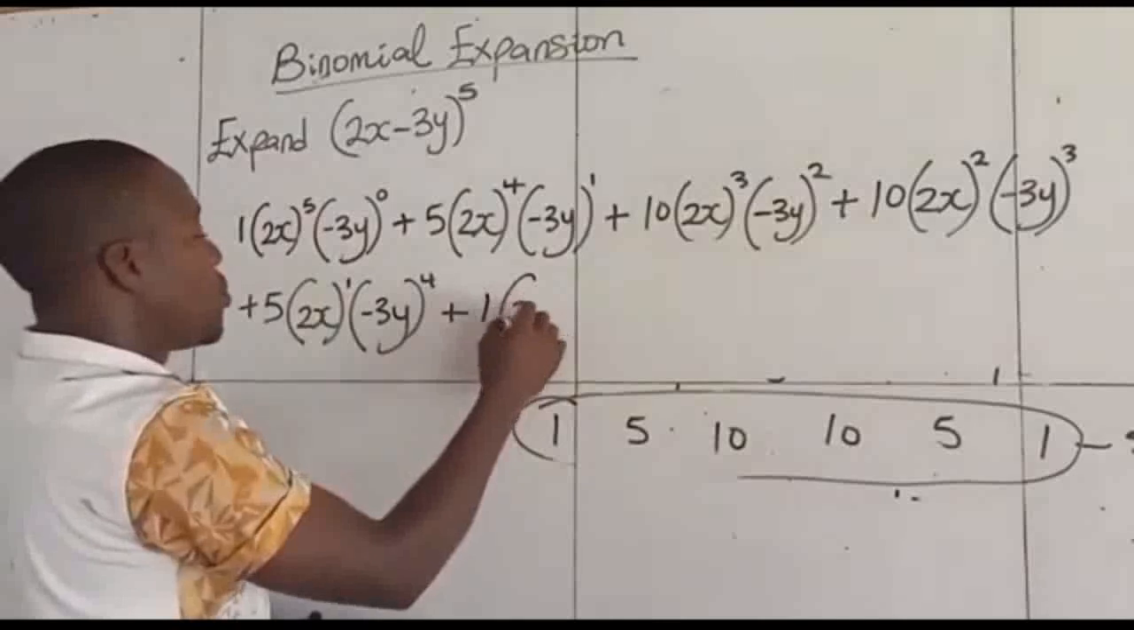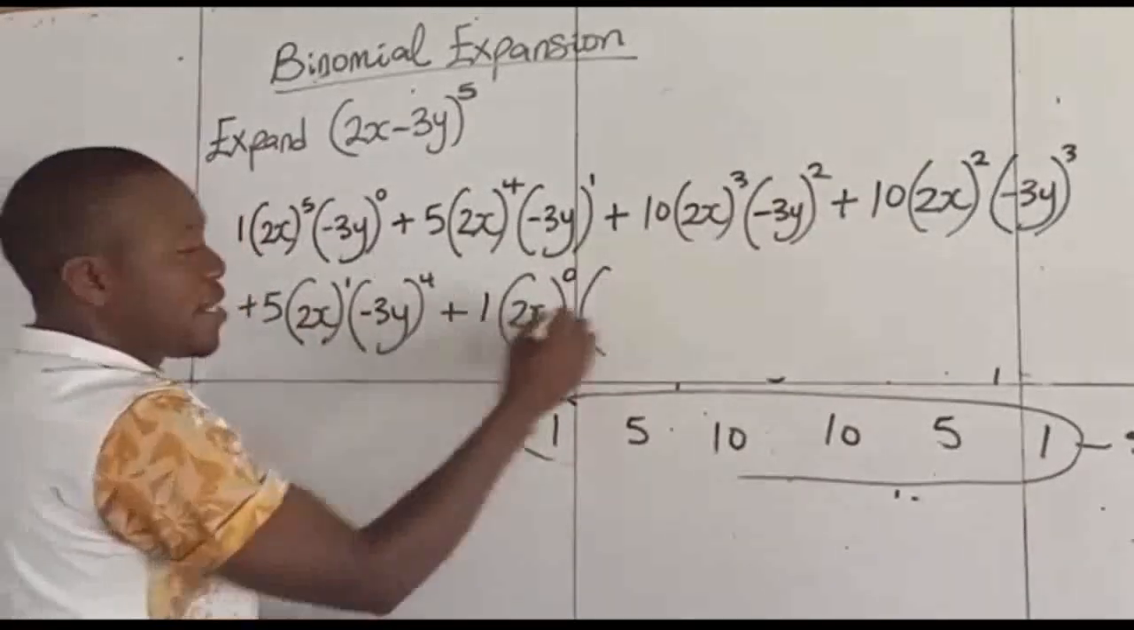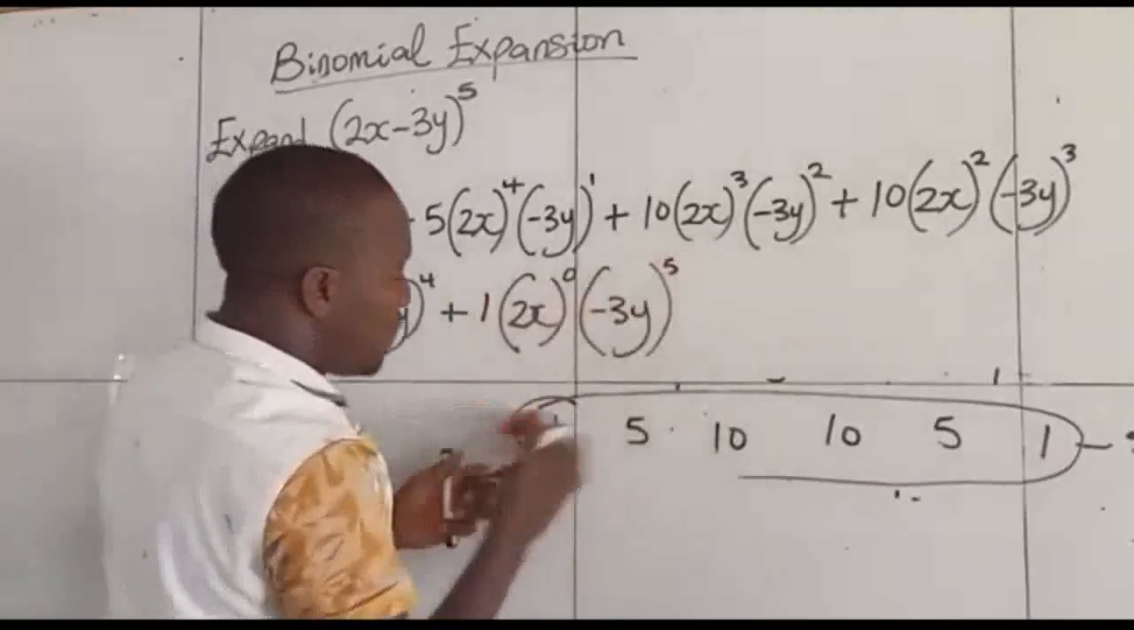The first term is 2x. The power reduces from 1 to 0. The next term is minus 3y. The power increases from 4 to 5.